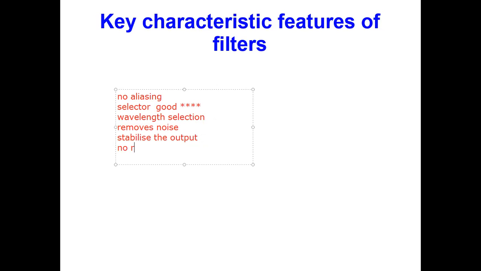No reflection. Okay. Anything else? Higher throughput, or higher efficiency. Okay. Anything else?